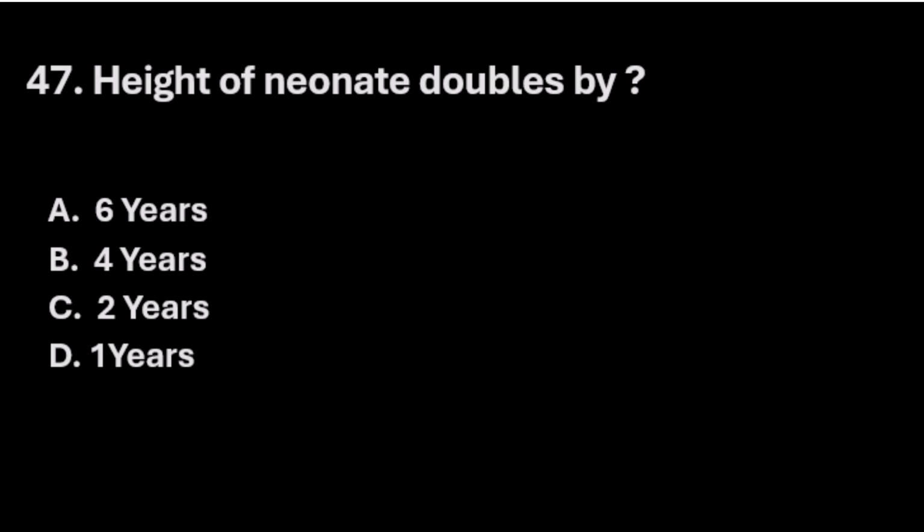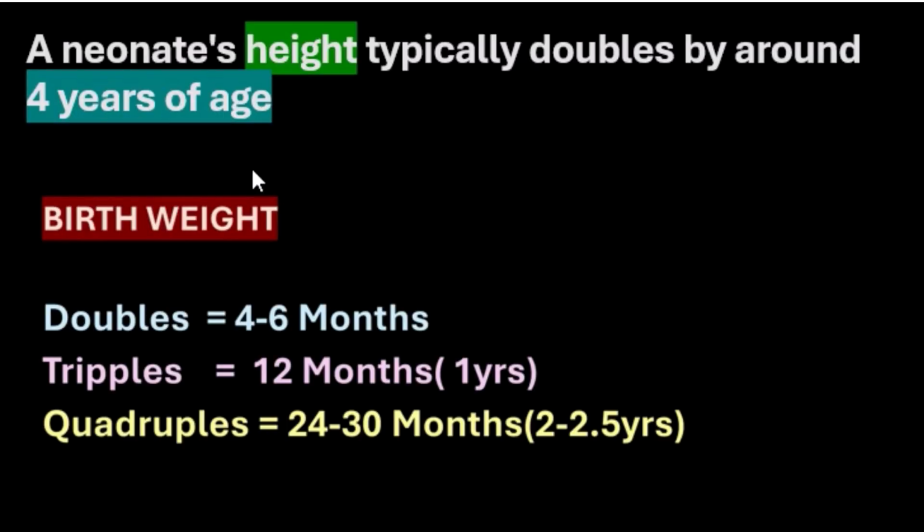Let us see the right answer. The right answer is option B, 4 years. Here, the thing you have to remember is the height. A neonate's height typically doubles by around 4 years of age. Height doubles by 4 years.